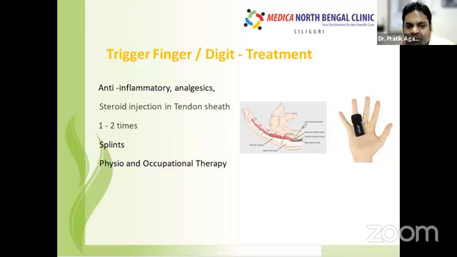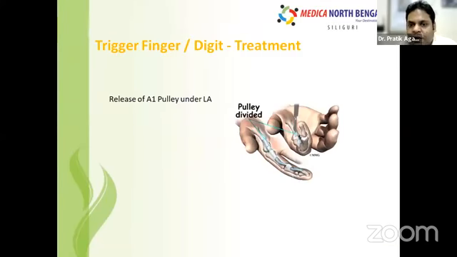And other than the splint, there is physio and occupational therapy. And if all these measures fail, then the only remedy is the surgical release of the A1 pulley. You can see it from the diagram, there is a pulley, and if even after giving injections there is no relief, we do a simple release of the tendon sheath over the pulley, resulting in the smooth movement of the tendon. All these operations are done under local anesthesia.